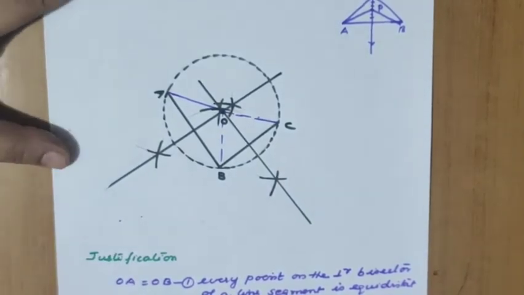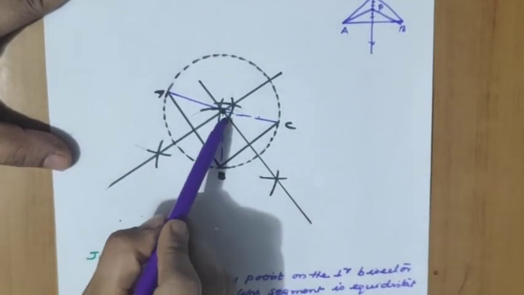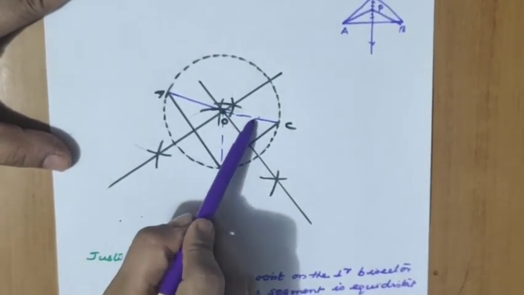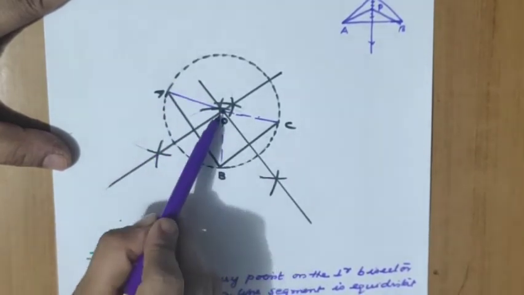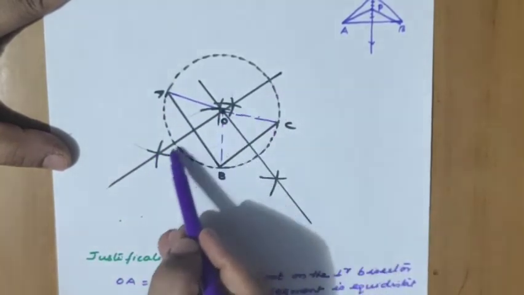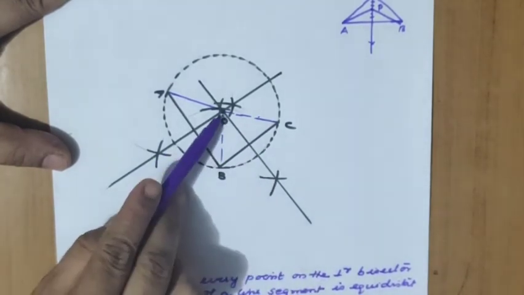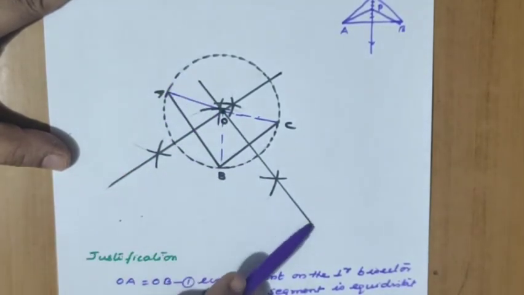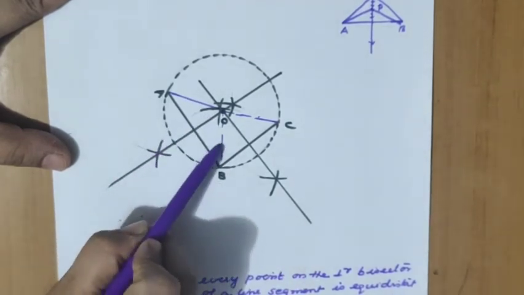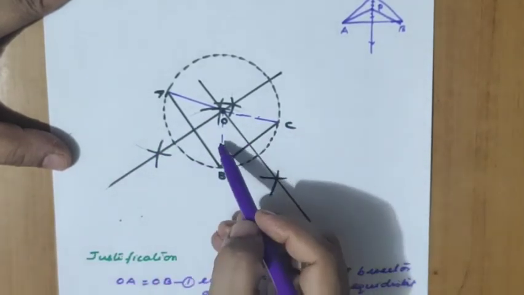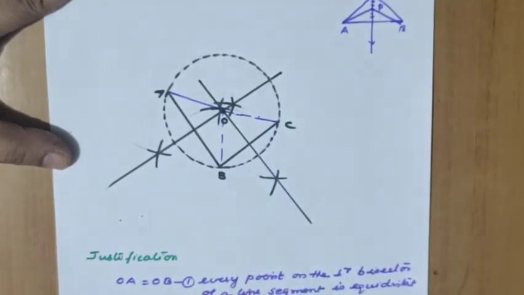So you got the idea now. Now for BC also we have drawn the perpendicular bisector. So that means OB is also equal to OC. O lies on the perpendicular bisector of BC. O lies on the perpendicular bisector of AB, as we told first. Now we are saying that O lies on the perpendicular bisector of BC. So first step OA equal to OB, and the same reason for OB equal to OC. Now see the justification.